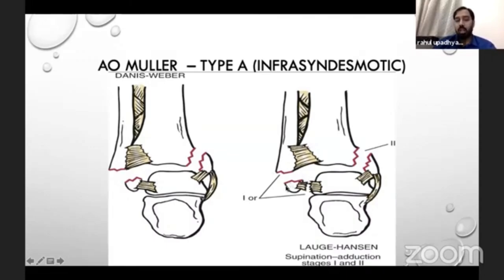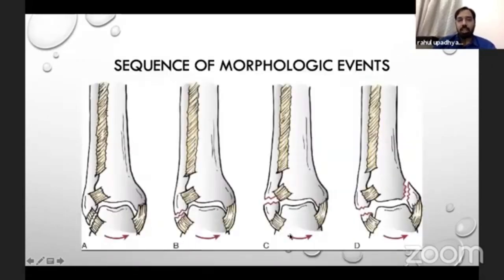And if the force continues, the talus shifts medially, goes and hits on the medial malleolus, causing a shearing fracture of the medial malleolus. So this is stage 1 supination adduction, and this is stage 2 supination adduction. So this is the sequence of morphological events that happens. There is failure on the lateral side because of the adduction forces. The talus tilts towards the medial side, hits the medial malleolus, causing a fracture.